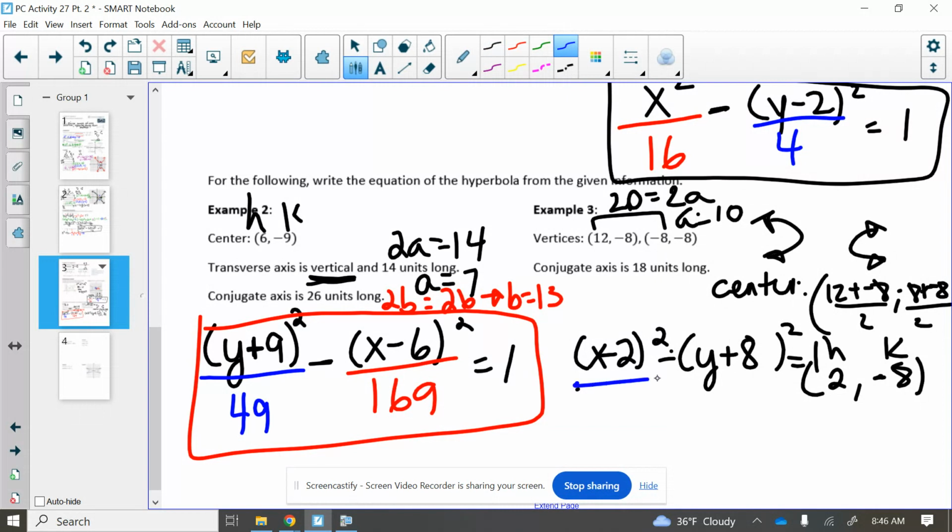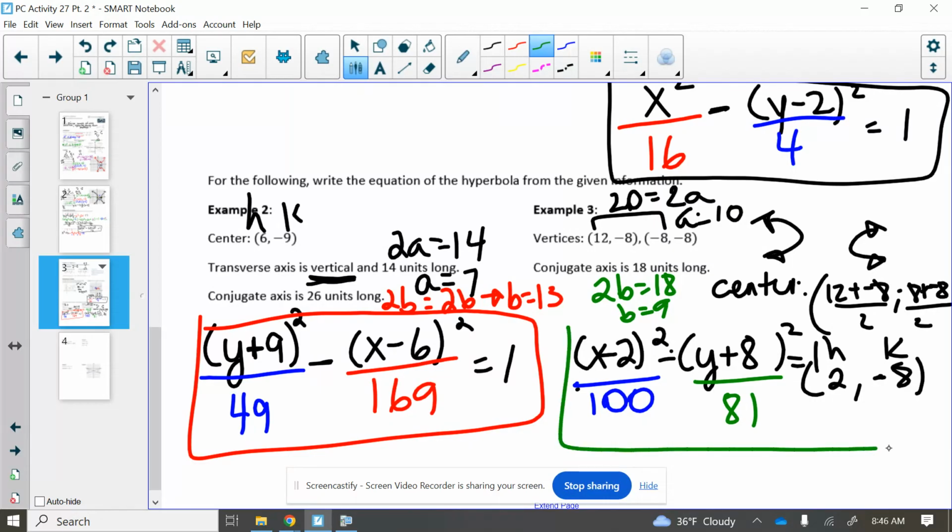A squared again is 100, since it's 10 squared, and then 2b is 18, so b is 9. 9 squared goes into our equation.